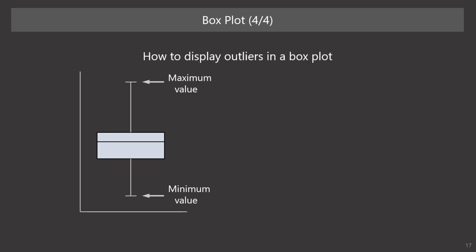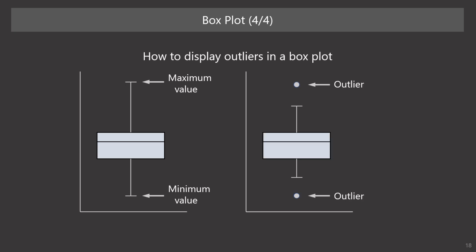Next, let's see how to display outliers in a box plot. Outliers are extremely large or small values. In the previous example, the upper and the lower end of the whiskers are maximum and minimum values. So, outliers are included somewhere in the whiskers. There is another way to depict a box plot. We can depict a box plot that displays outliers separated from the whiskers like this example. By doing so, we can identify outliers clearly.